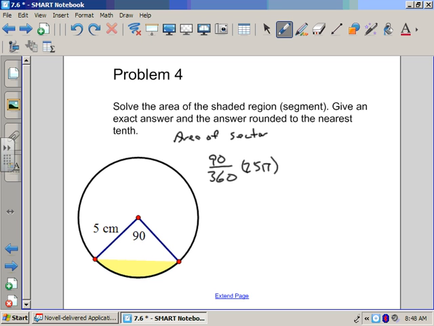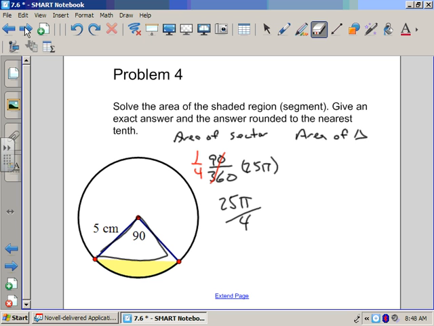Okay? And so we get 90 out of 360 is the same thing as 1/4. And the area of the sector is going to be 25 pi divided by 4. But I have to subtract the area of the triangle. So what is the area of the triangle? Well, if this is 90 degrees and these two angles here are the same, remember that these are radii, and so I've got an isosceles triangle, this must be 45 degrees.